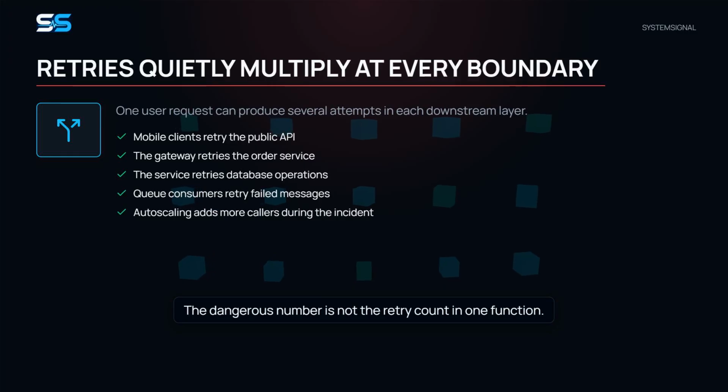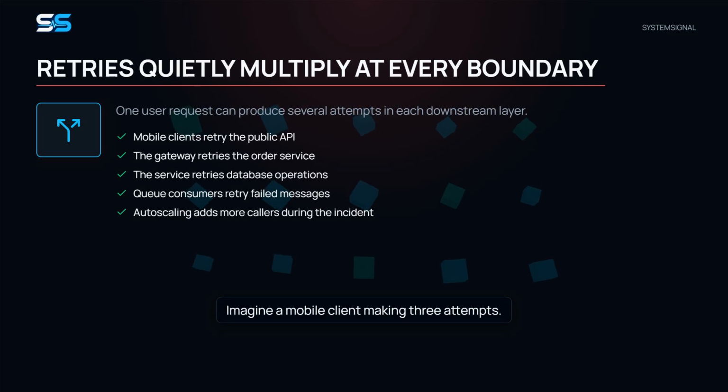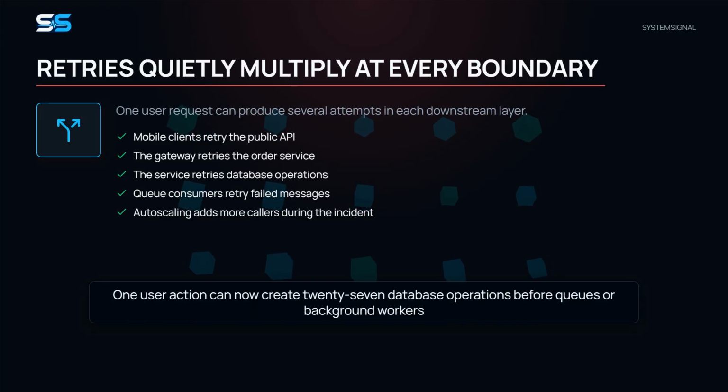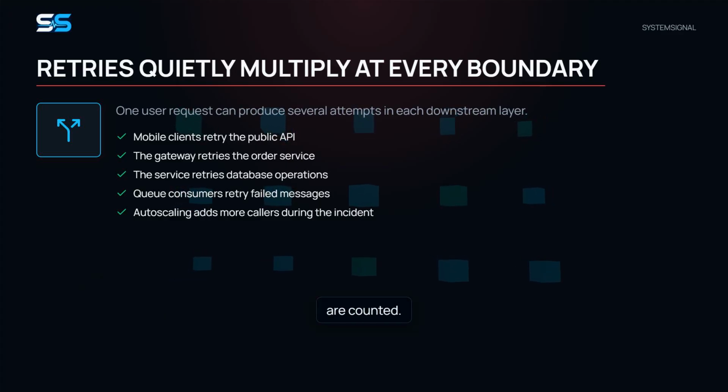The dangerous number is not the retry count in one function. It is the product of retry policies across the complete call chain. Imagine a mobile client making 3 attempts. The gateway performs 3 attempts for each client call. The order service then performs 3 database attempts. One user action can now create 27 database operations before queues or background workers are counted.